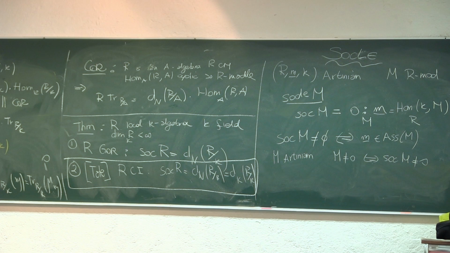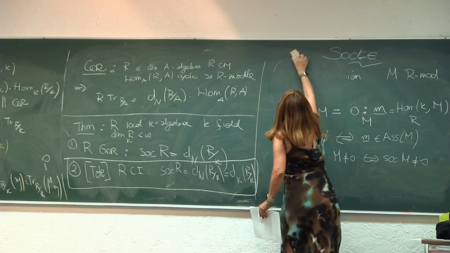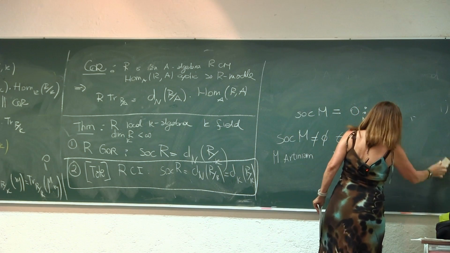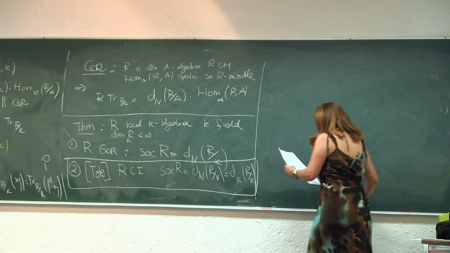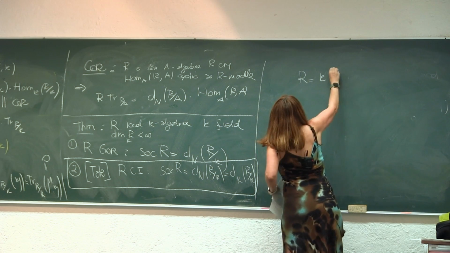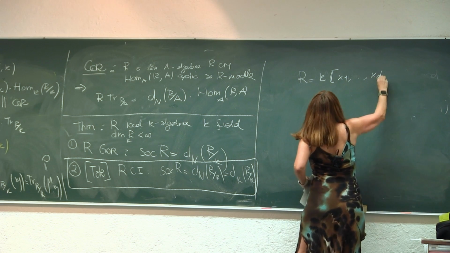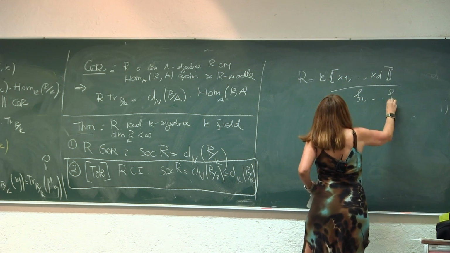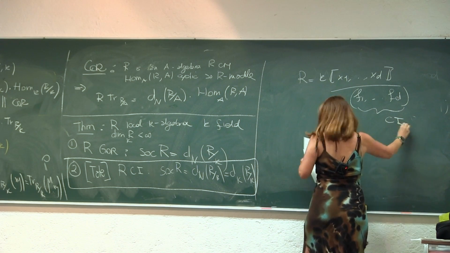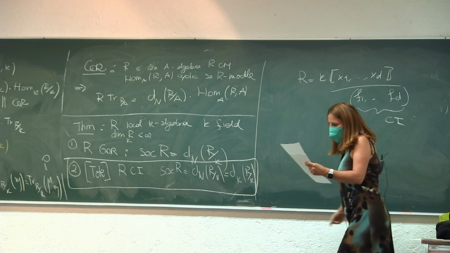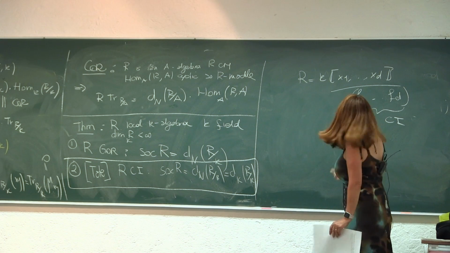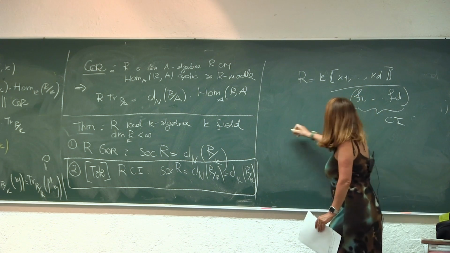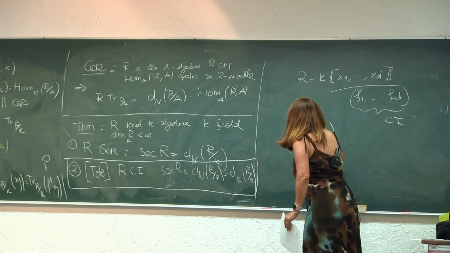So in this situation, the situation of Chu, what does it tell me that R is a complete intersection? It's simply the fact that you can write your ring. Remember, R is Artinian, a complete intersection, a local K-algebra, so you can write it as a quotient, and this is a complete intersection, okay?